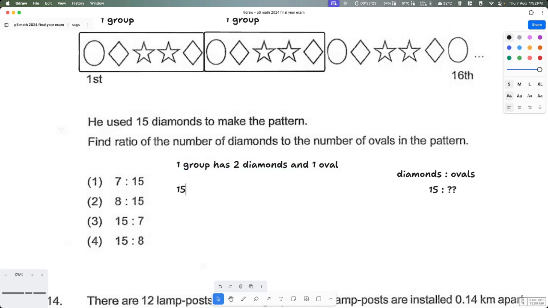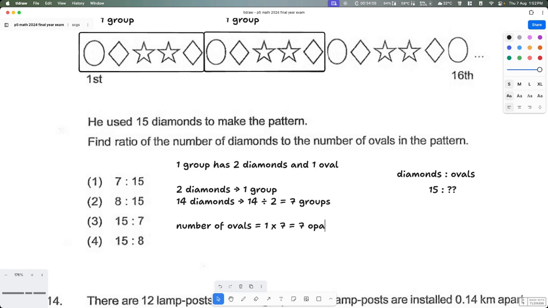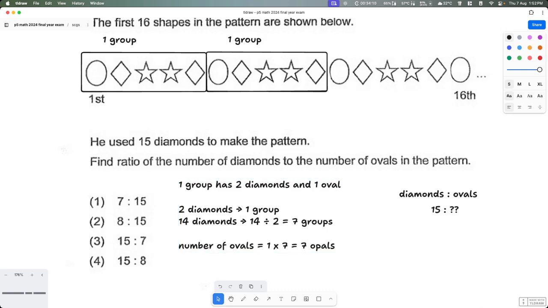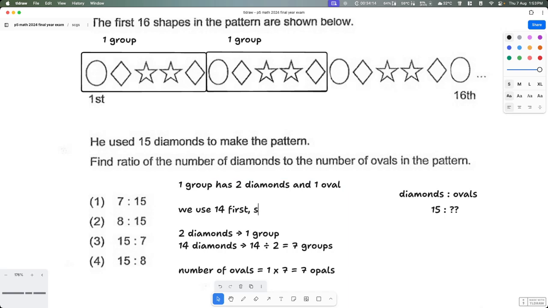So if we use 14 diamonds, two diamonds is equal to one group, then 14 diamonds is equal to 14 divided by 2, and this will give us 7 groups. Then the number of ovals is equal to 1 times 7. This is equal to 7 ovals. We use 14 first, so it's easier to divide by 2.